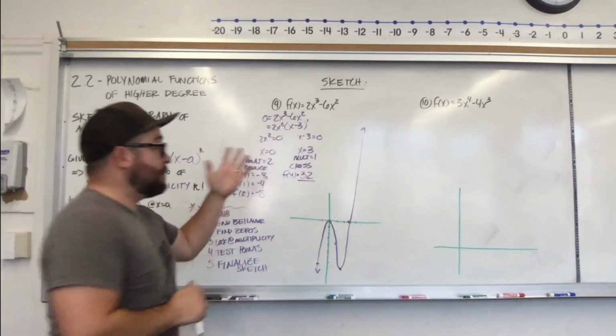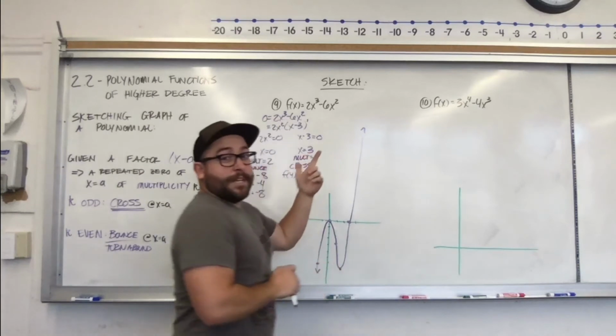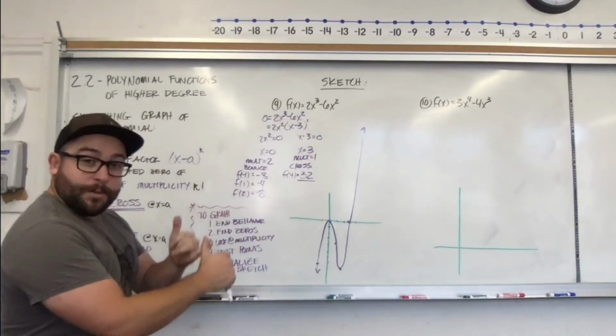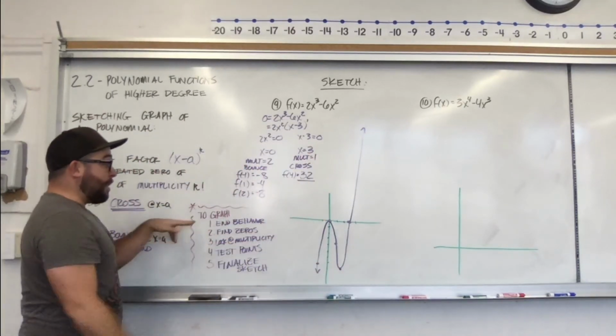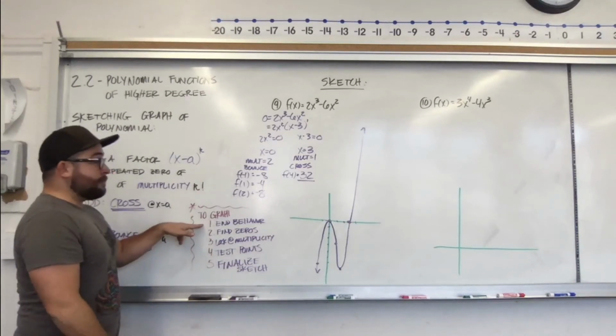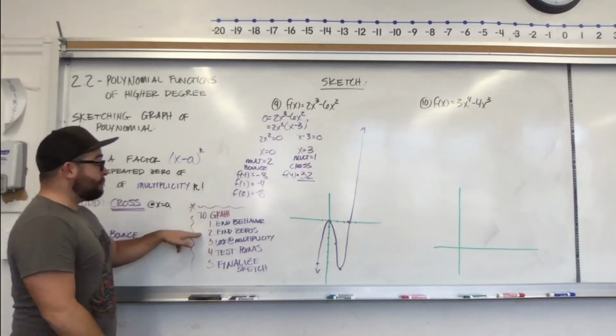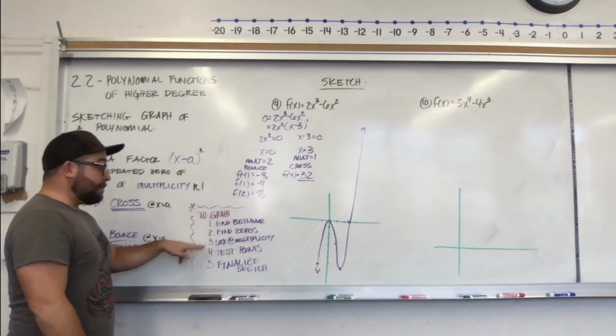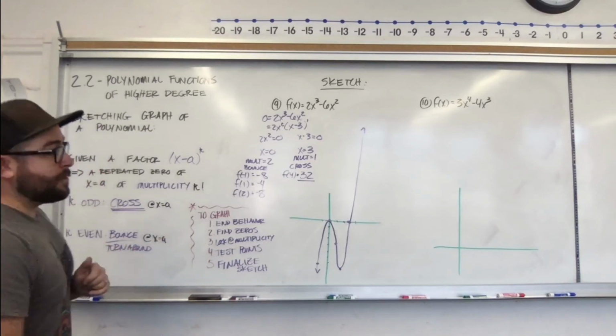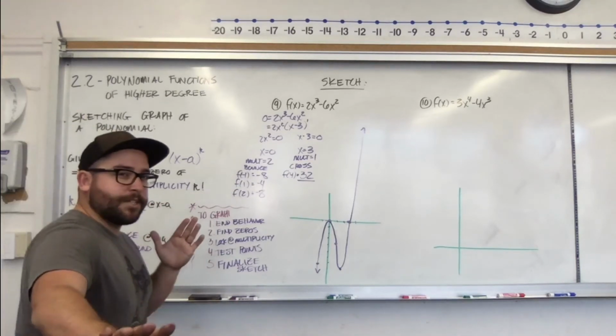So now we have number 10. I want you guys to give number 10 a shot on your own. Again, just do it one piece at a time. Given the graph, see what the end behavior would be. Find the zeros, look at the multiplicity, and then test some points in between. So give it a little pause, give that a shot.